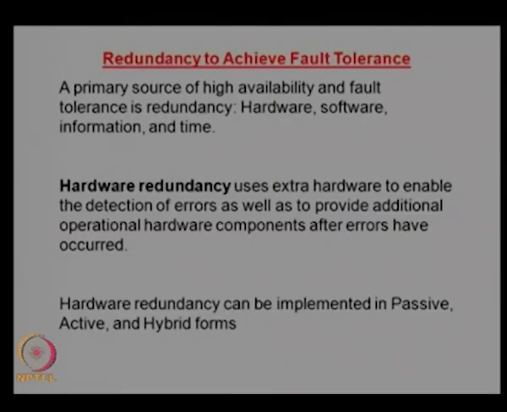So hardware redundancy basically uses extra hardware to enable the detection of errors as well as to provide additional operational hardware components after errors have occurred. As the name suggests, we will have multiple components of the same function. So you will have 2 or 3 components which provide the same function, and whenever an error occurs in one of these, that error can be detected and the other hardware can take over the functioning of the failed hardware. So this is the basic hardware redundancy.